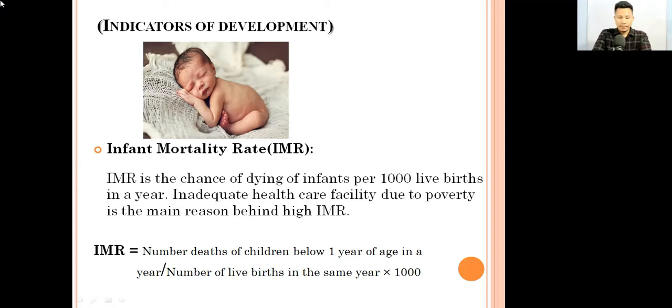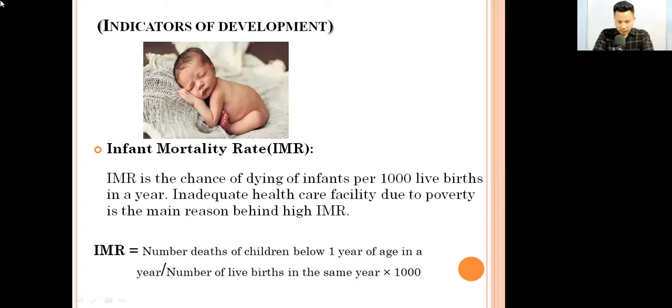What is IMR? Infant mortality rate is the chance of dying of infants per 1,000 live births in a year. Inadequate healthcare facilities due to poverty is the main reason behind high infant mortality rate, that is IMR. So you know that IMR is the chance of dying of an infant. Infant means below 1 year of age. This is mainly caused by the inadequate supply of health facilities and also due to poverty, especially in rural areas and also in the urban areas.